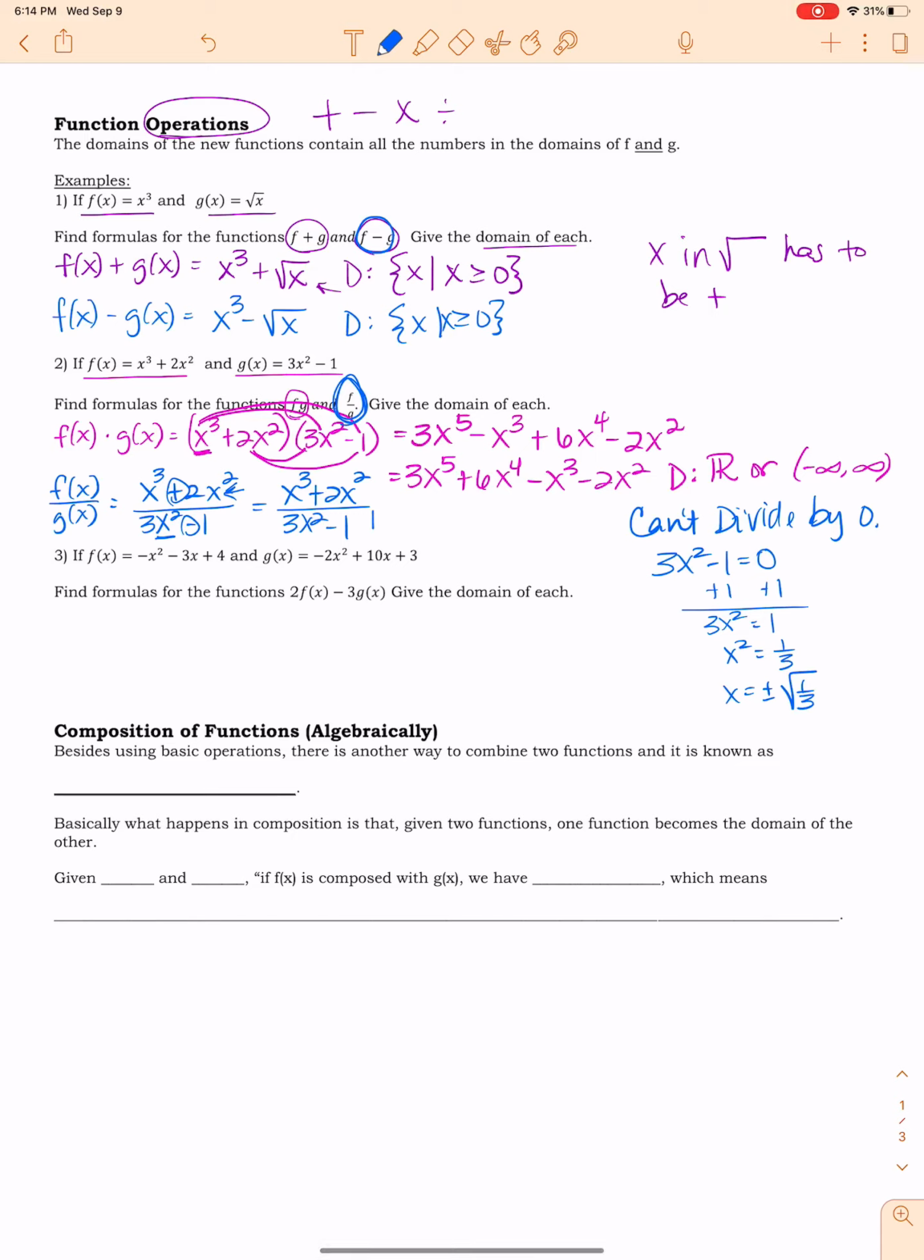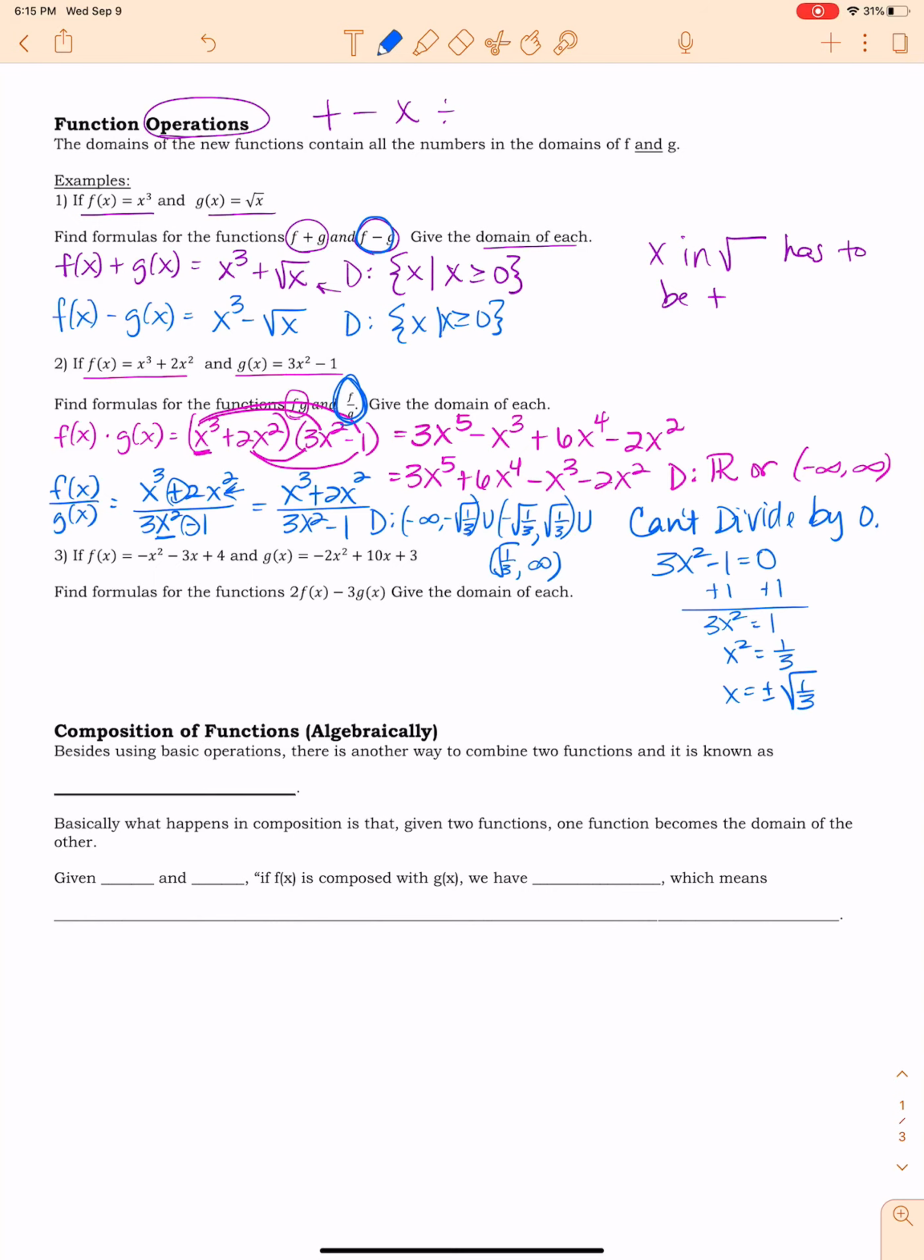So when I'm writing my domain for this, it's going to look a little weird. So here's the thing. There are only two values x can't be, the square root of 1/3 and the negative square root of 1/3. So I'm going to write it this way: from negative infinity to negative square root of 1/3, and then in between negative square root of 1/3 and positive square root of 1/3, there are values. So it skips over those, and then the square root of 1/3 to positive infinity. I know it's ugly. I'm sorry, and I ran out of room up there.